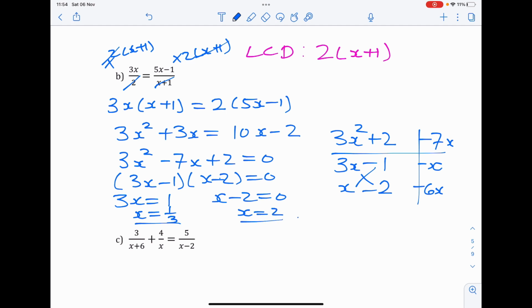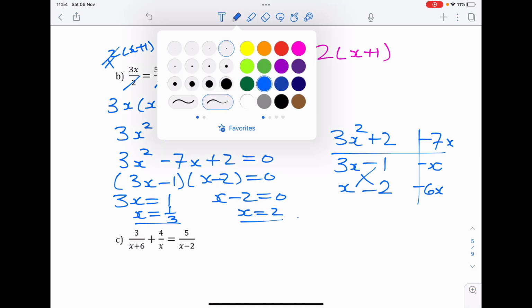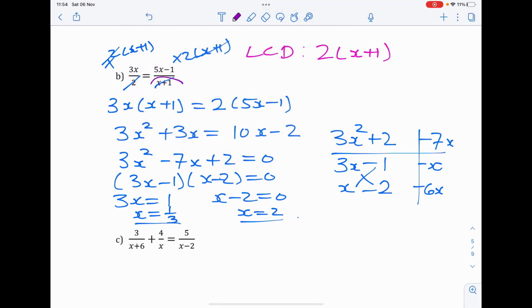Okay. Our restrictions for this question: x plus 1 not equal to 0, so x not equal to minus 1. Minus 1 doesn't appear as any of the solutions, so that's good. Both of our solutions are valid.